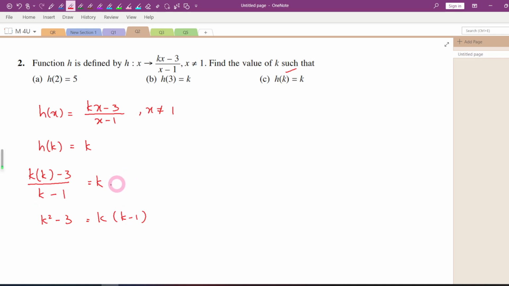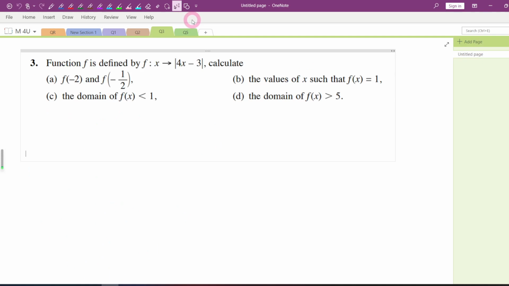Both sides I multiply by k minus 1. Okay, so I will get this one. Do some expansion over here. k squared minus 3 is equal to k squared minus k. So both sides you have k squared, right? You can actually cancel this k squared because when you bring the k squared over here, it will cancel out each other. So now we are left with negative 3 is equal to negative k, so k will be equal to 3. Okay, this is our answer for k.